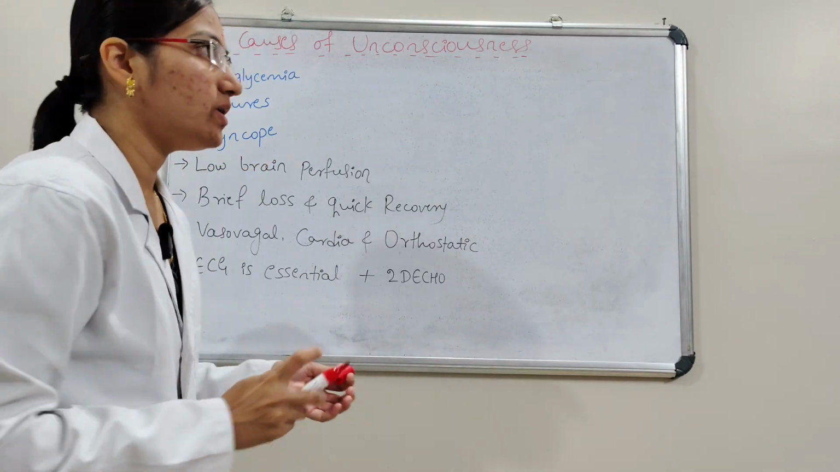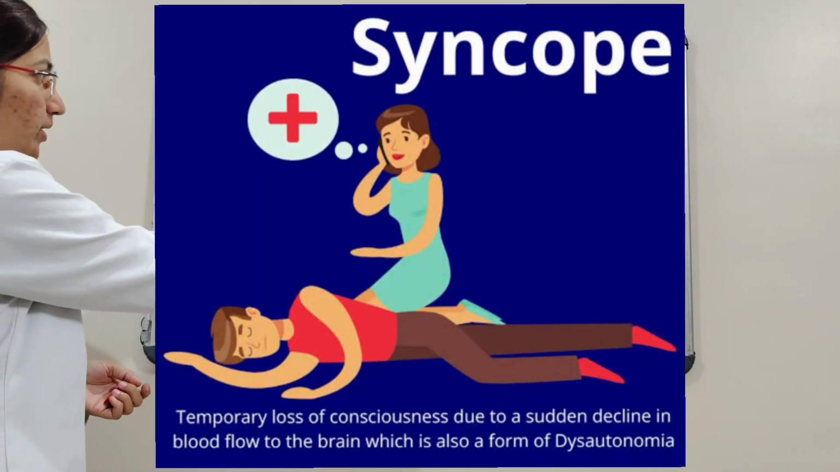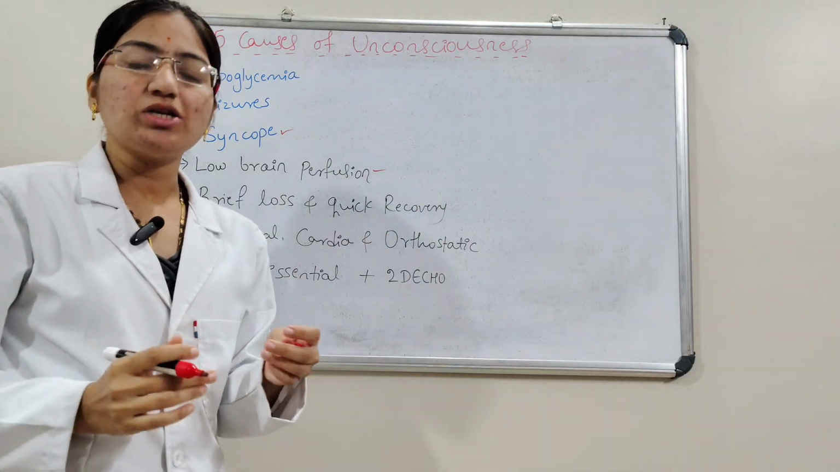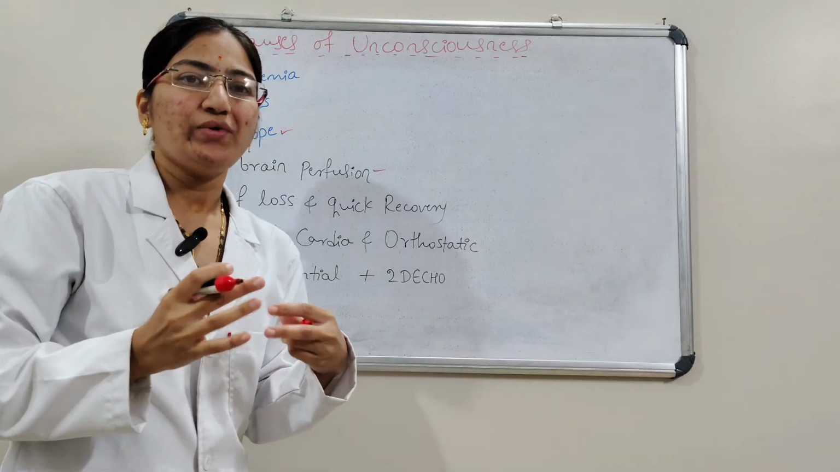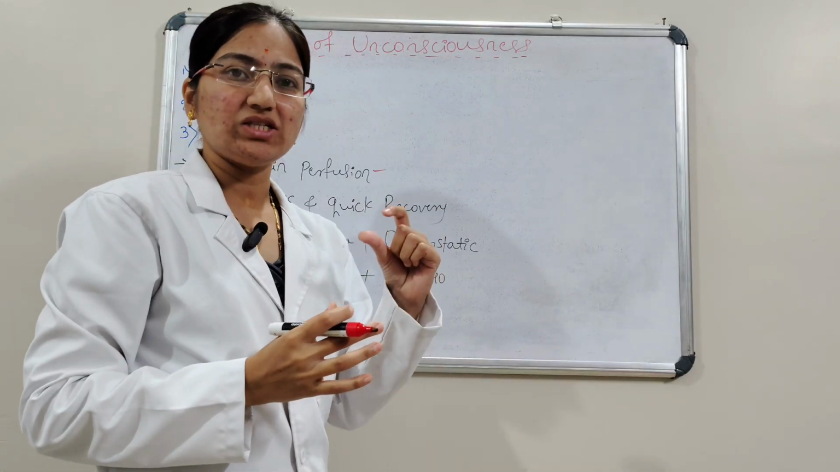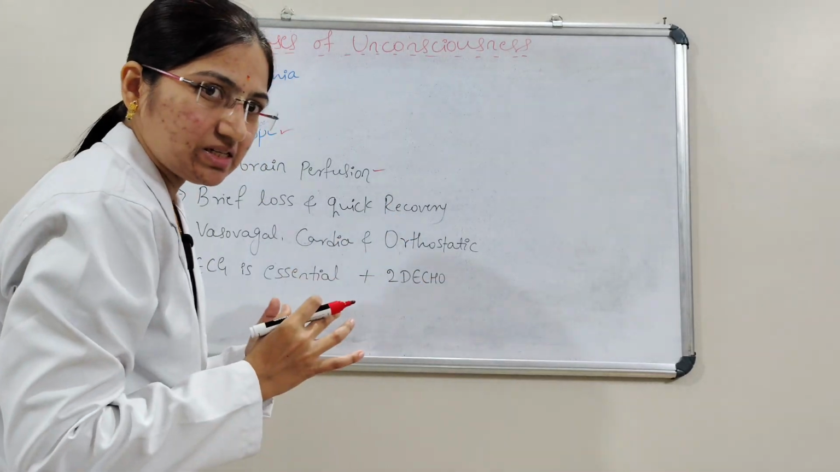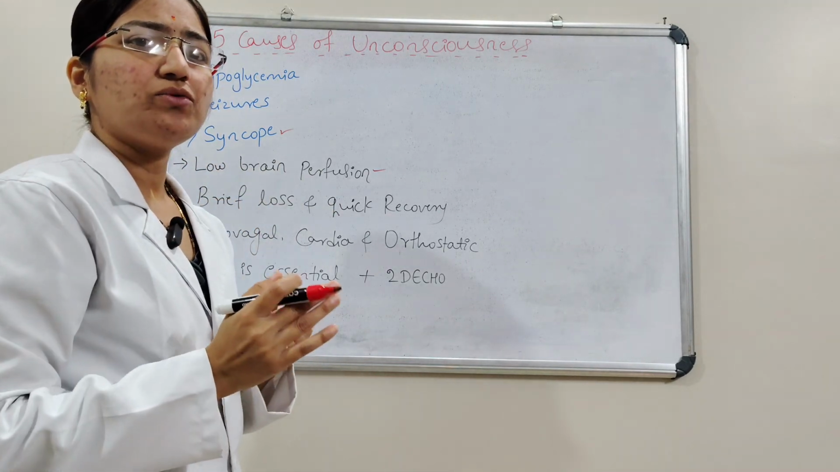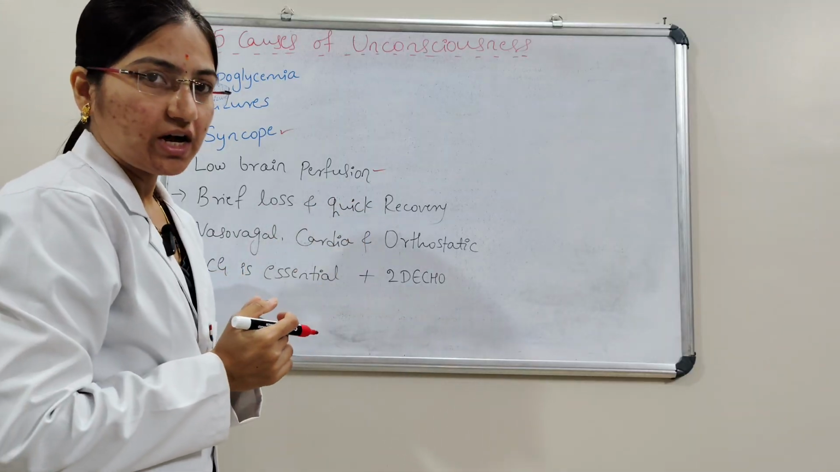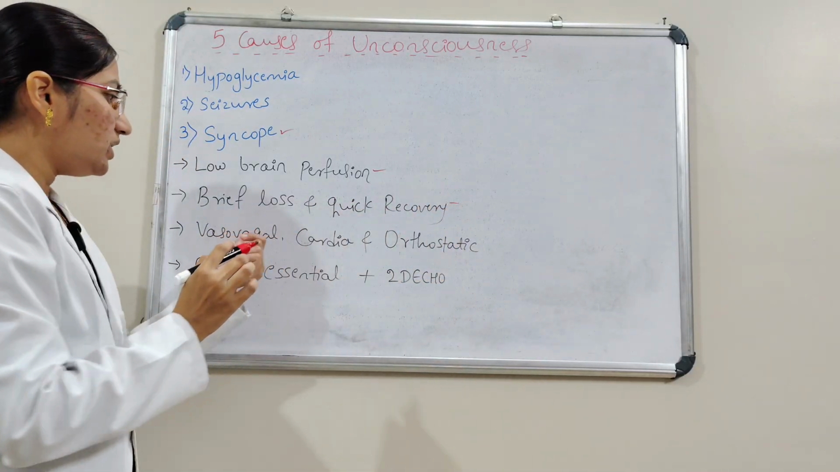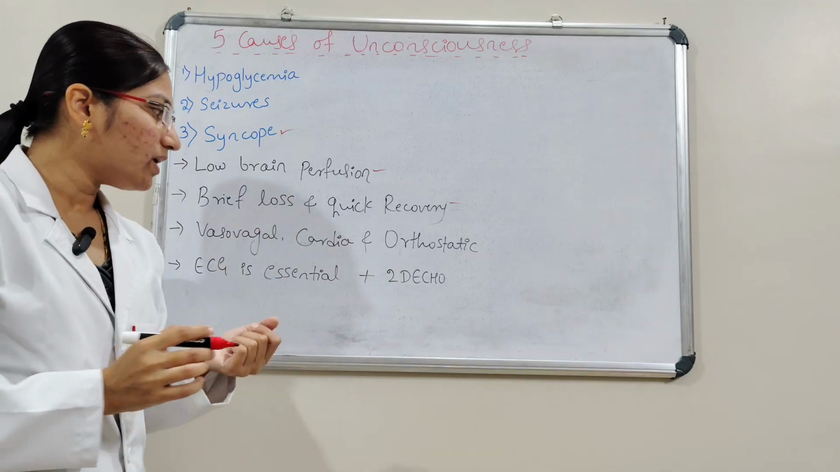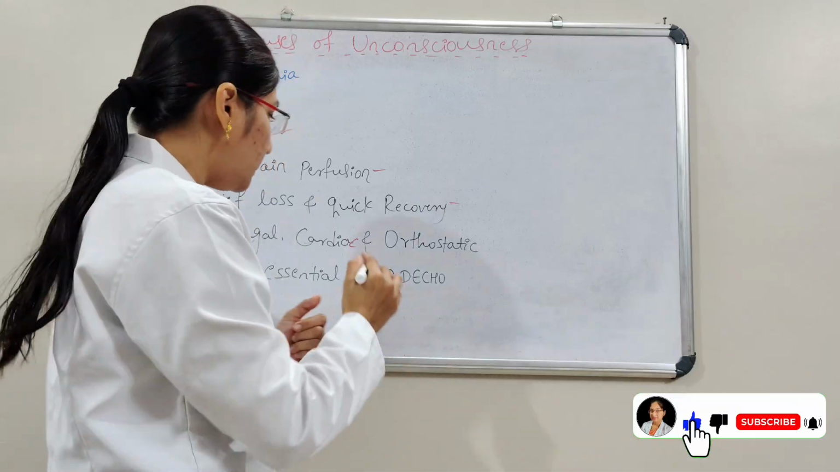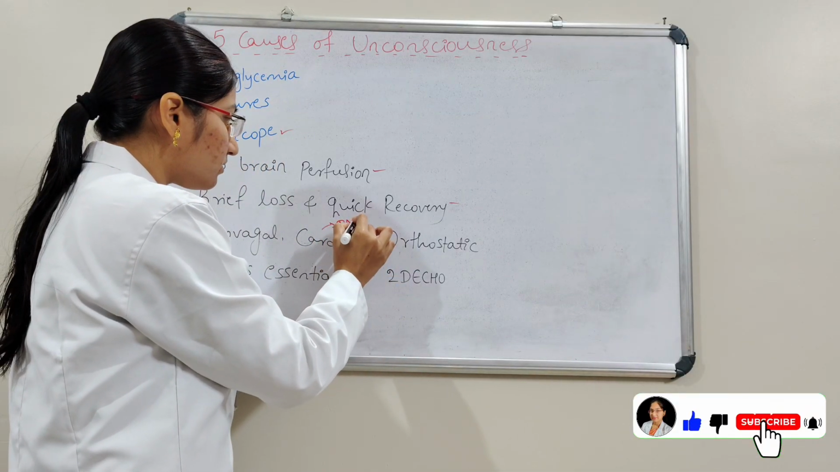Next we'll see the third cause of unconsciousness, that is syncope. Here it is loss of consciousness due to low brain perfusion, when the blood supply to the brain is decreased for some reason. That is low brain perfusion. And here we can see brief loss and also quick recovery. There are three types: vasovagal, cardiac, and orthostatic. Here cardiac is the important one.